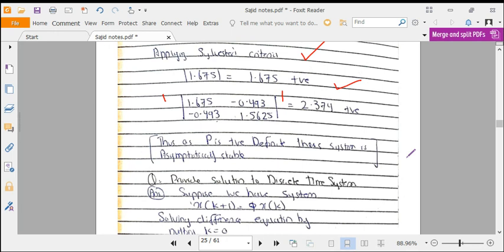Because this was a linear system, linear systems are asymptotically stable whenever they are stable. So we can say that this is positive definite. This implies that this is an asymptotically stable system.